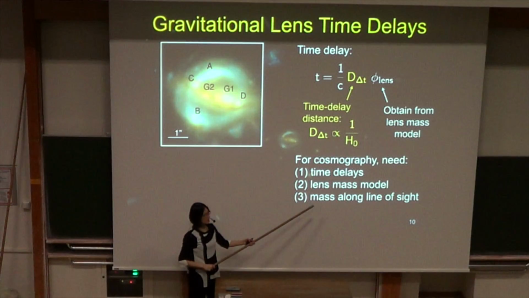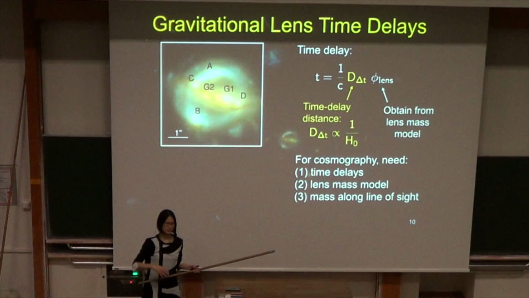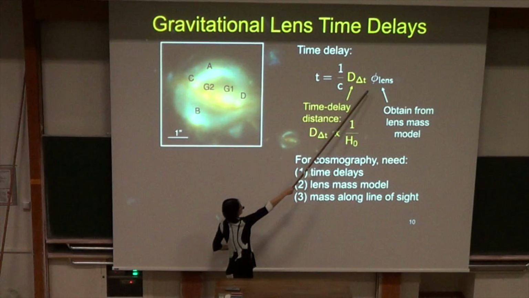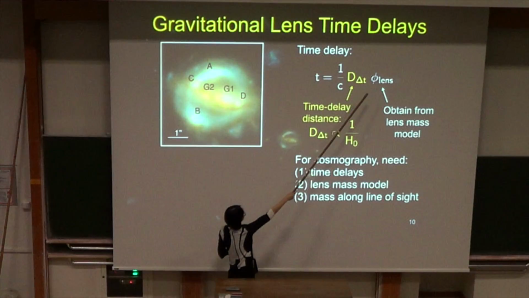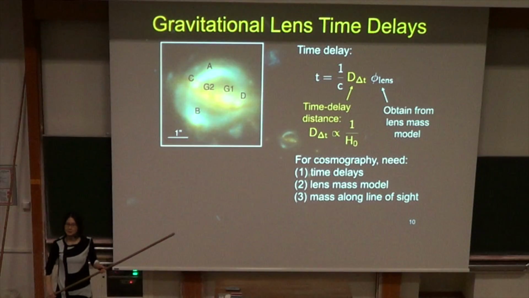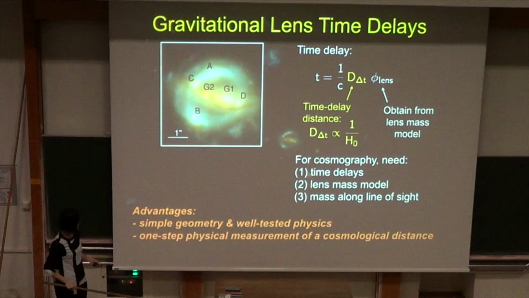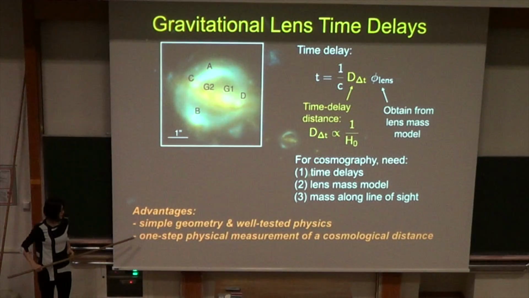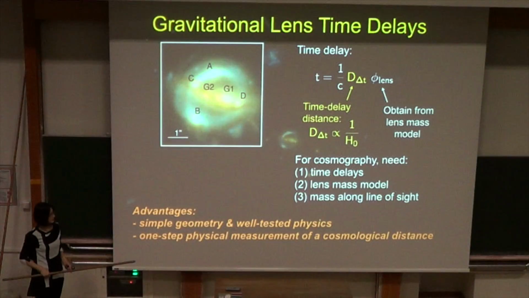And then the third one is we need to have some knowledge of the structure along the line of sight to the source that can perturb all this Fermat potential. So if we know these three things, we can get T and get phi, and then from that we can infer our time delay distance and subsequently the Hubble constant. The advantages of this method are that it's based on simple geometry and well-tested physics, and it provides a one-step physical measurement of a cosmological distance.